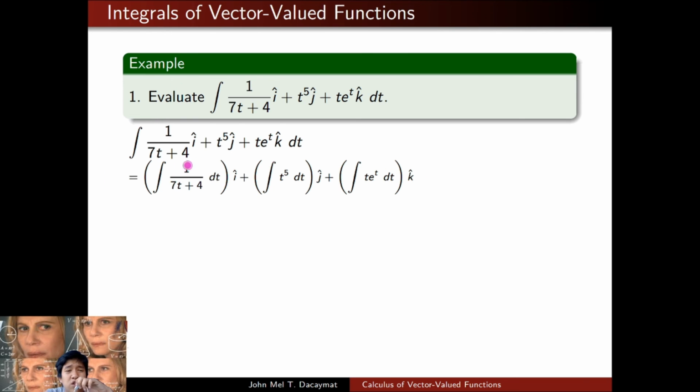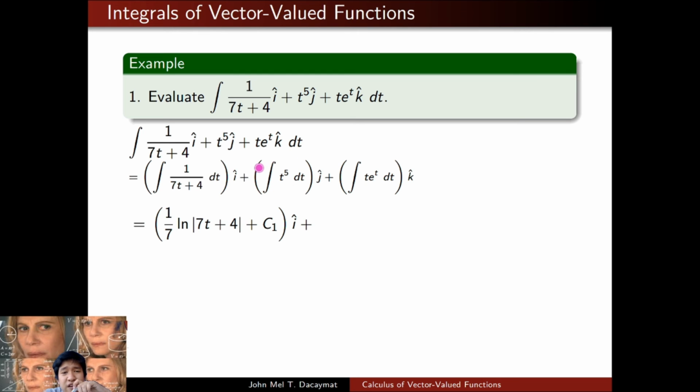Itong una, 1 over 7t plus 4. It's of the form 1 over u, where you let u to be 7t plus 4. So, ln lang yung integral niyan. Ln absolute value ng ilalim. Pero since you let u to be this, your dt is 1/7 du. So, I need a 1 over 7 here. Plus c1, don't forget plus c1. Since this is an indefinite integral, so first component, you get an arbitrary constant here, c1.